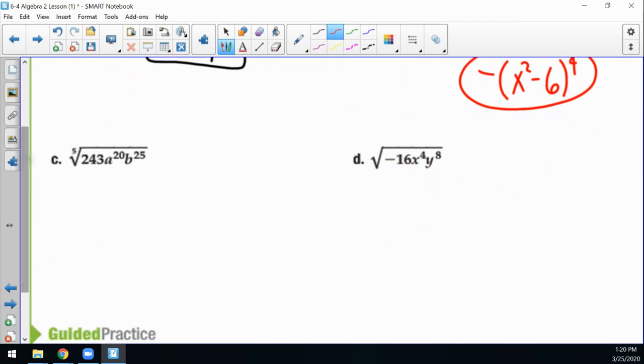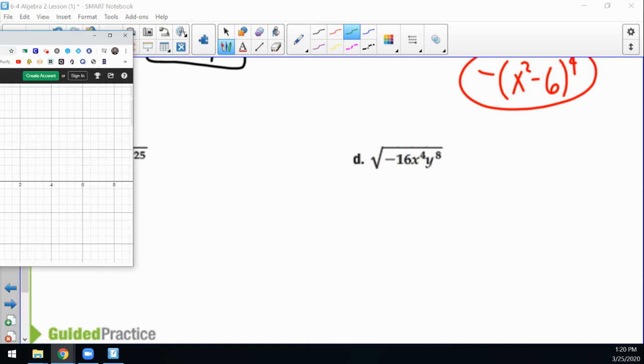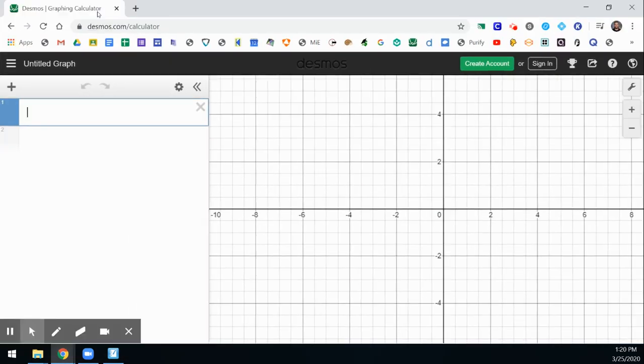Letter C. Now we're looking at an odd root. It's 5, right? So what we're going to do is 243 to the 1/5 power. Now, I don't exactly know what that is off the top of my head. So what I'm going to do is pull up decimals.